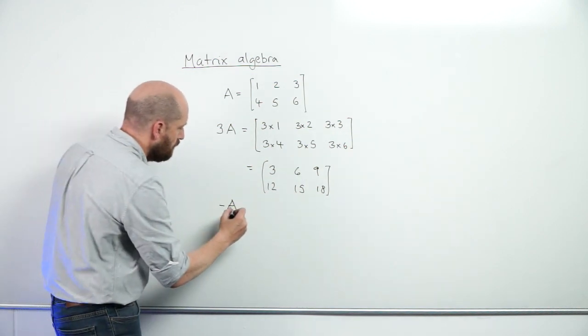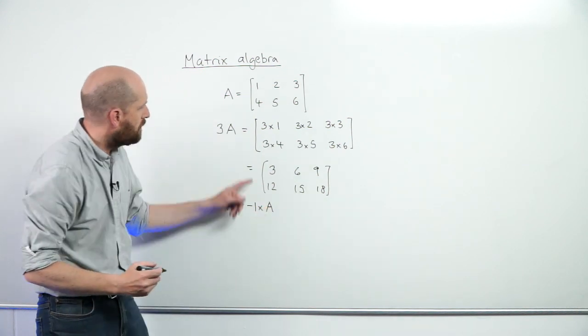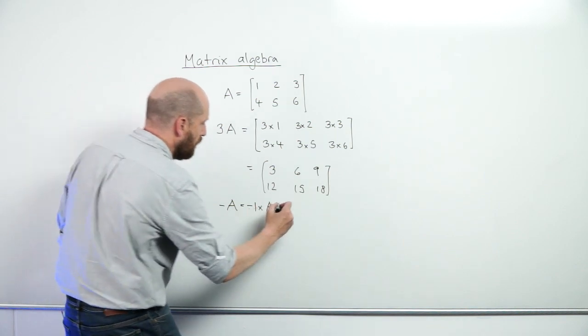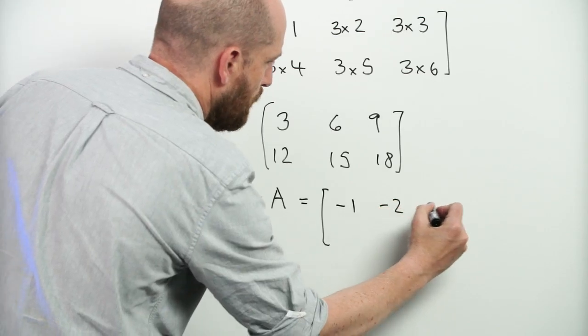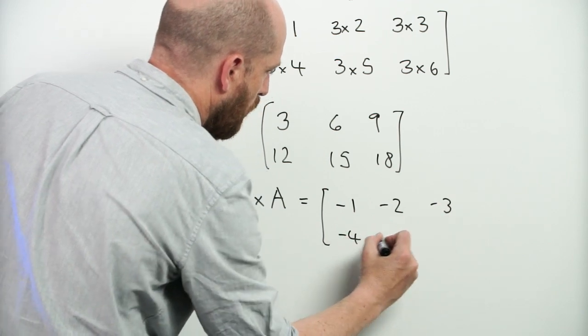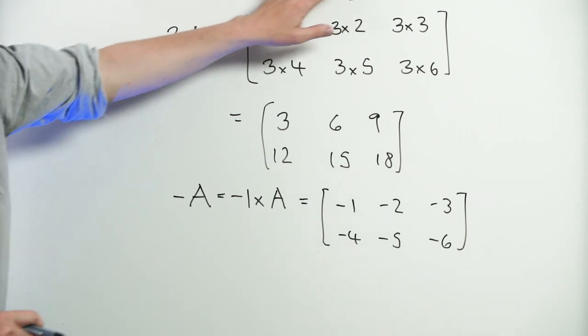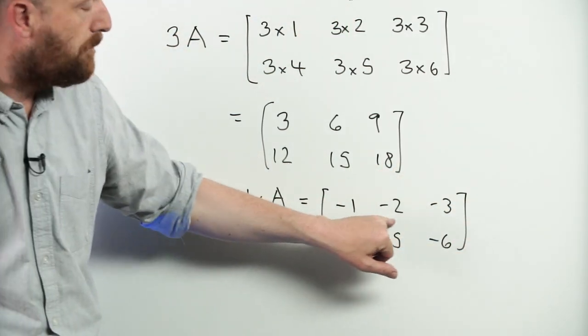Well, there's one particular example I want to mention, and that's working out minus A. So minus A really is just minus 1 times A. So I multiply every element by minus 1. I negate them and make them all a different sign. So minus 1, minus 2, minus 3, minus 4, minus 5, minus 6. So instead of an array of values 1, 2, 3, 4, 5, 6, this is now an array of values minus 1, minus 2, etc.